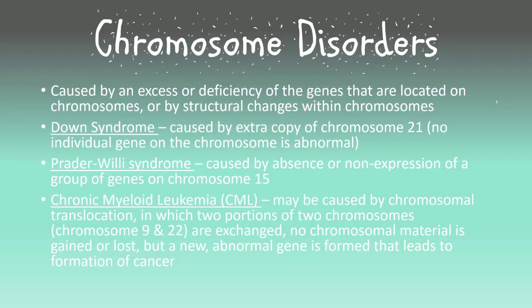A specific form of blood cancer, chronic myeloid leukemia, CML, they think it may be caused by chromosomal translocation. That's when a portion of 2 chromosomes are exchanged. In this instance, chromosome 9 and 22 are exchanged. There's nothing wrong with the material, they're just in different places. So no chromosomal material is gained or lost, but a new abnormal gene is formed that leads to formation of cancer.